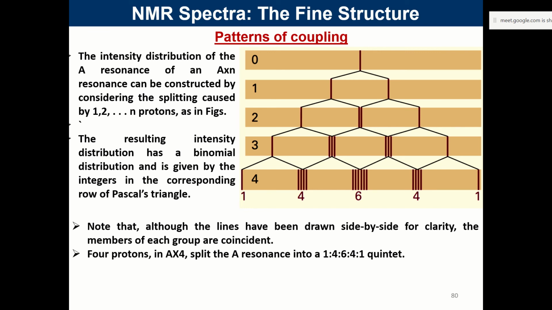For the AX4 system, again considering the same set, 4 6 4 1, so it is a quintet. A quartet has 4 lines, a triplet has 3 lines.